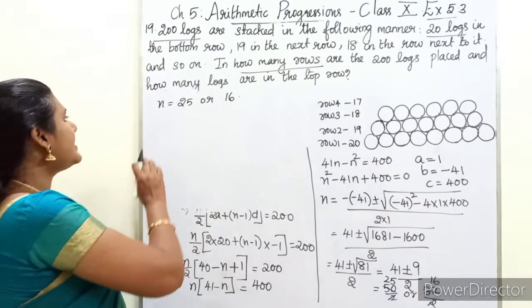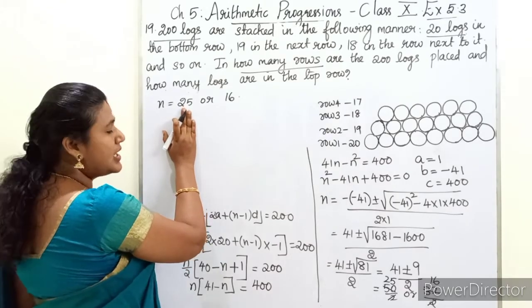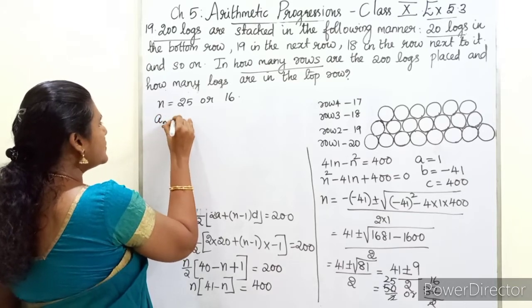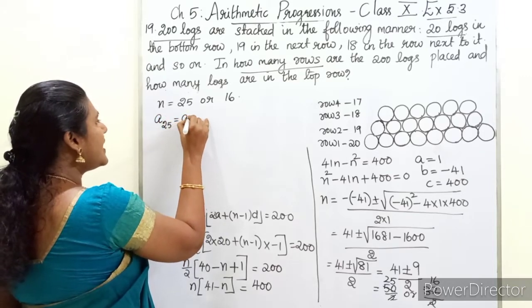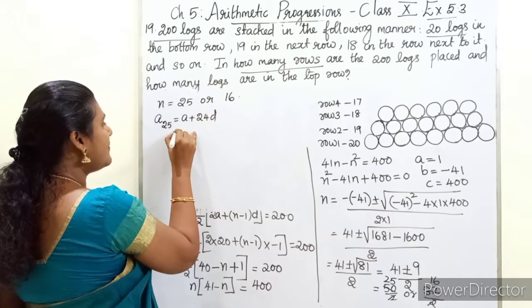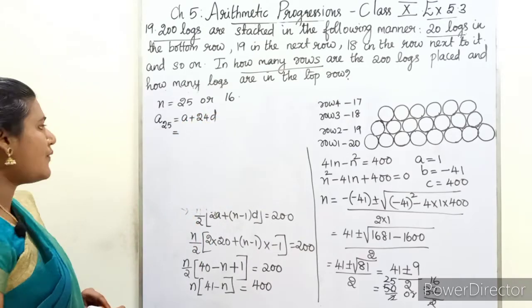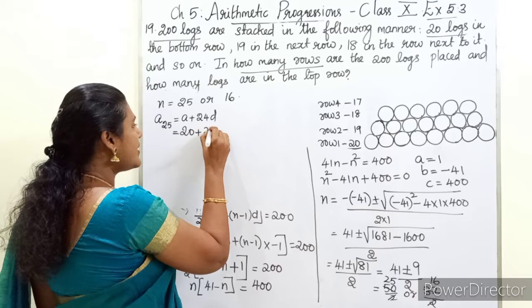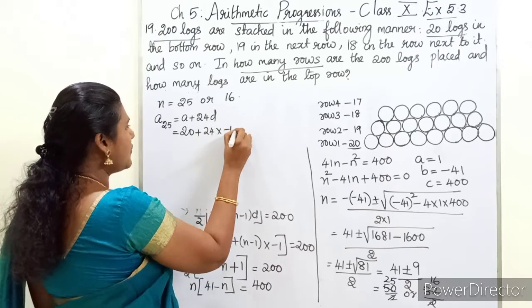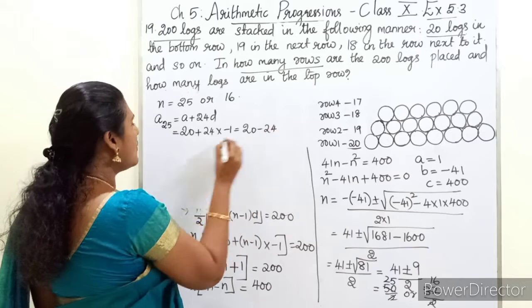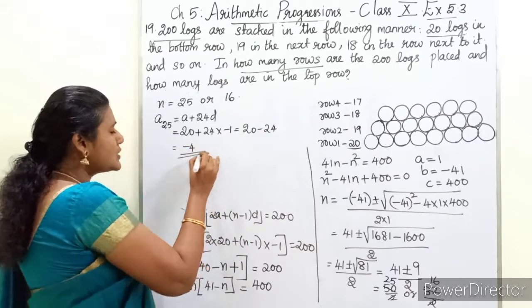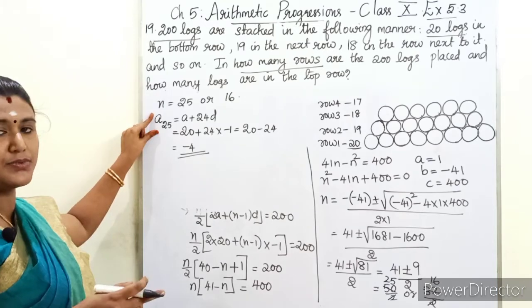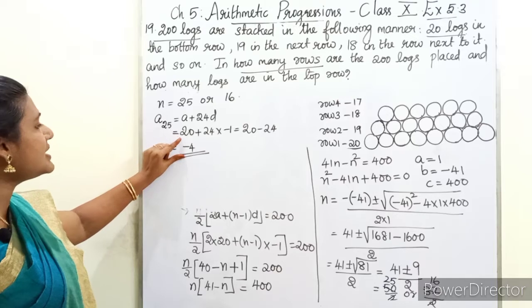We will check. First we will take n is equal to 25. So when n is equal to 25, we will find out the A25 value. What is the formula? A25 is nothing but A plus 24D. What is the value of A here? A is the first number, 20. So 20 plus 24 into D value, which is minus 1. So 20 minus 24, which is equal to minus 4. So n is equal to 25 means the 25th row, the 25th term. The 25th term is minus 4.